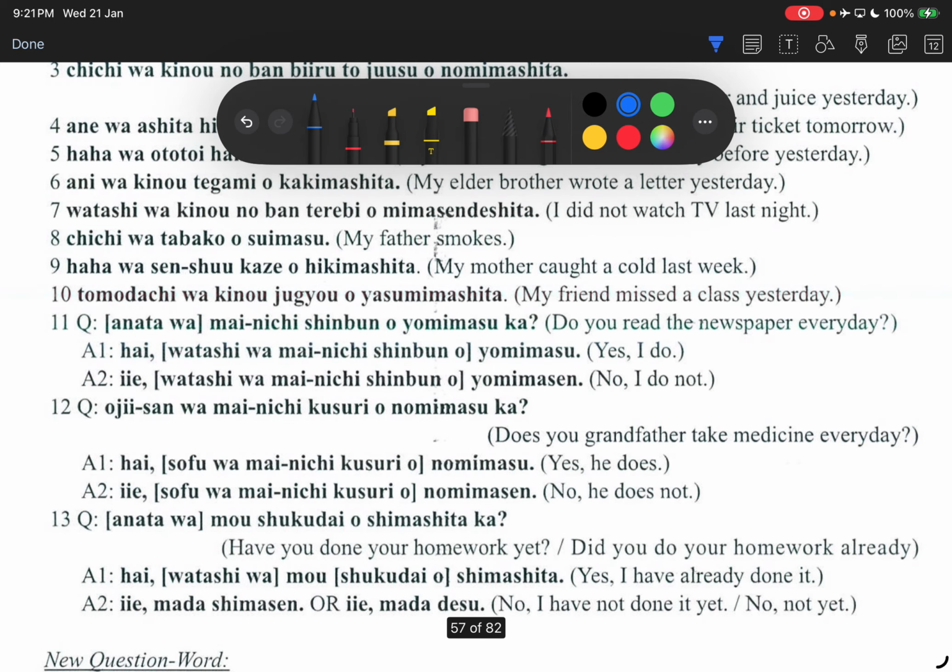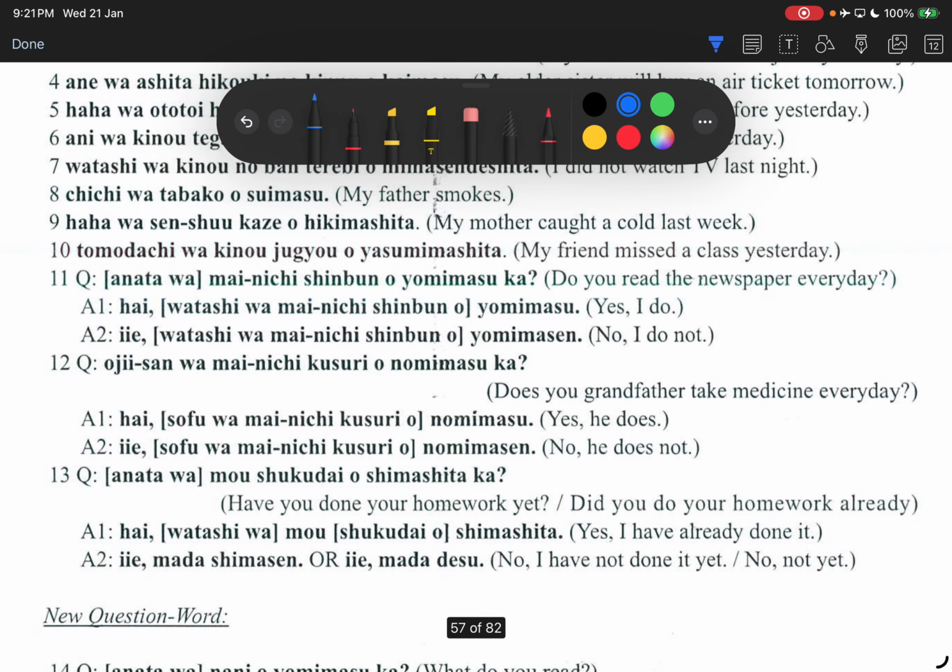Then number 12. おじいさんは毎日 kusuri. Kusuri is medicine. So medicine o nomimasu ka? So how do I interact with medicine? I nomimasu. I drink the medicine. Right? In English we say we take medicine, correct? In Chinese we say we eat medicine. 吃药, right? In Chinese. So different languages have different ways to interact with the medicine. Japanese is drink. English is take. Chinese is eat. So different language, different way to say. Okay, so this is for you to remember, right? Kusuri o nomimasu. I drink medicine.